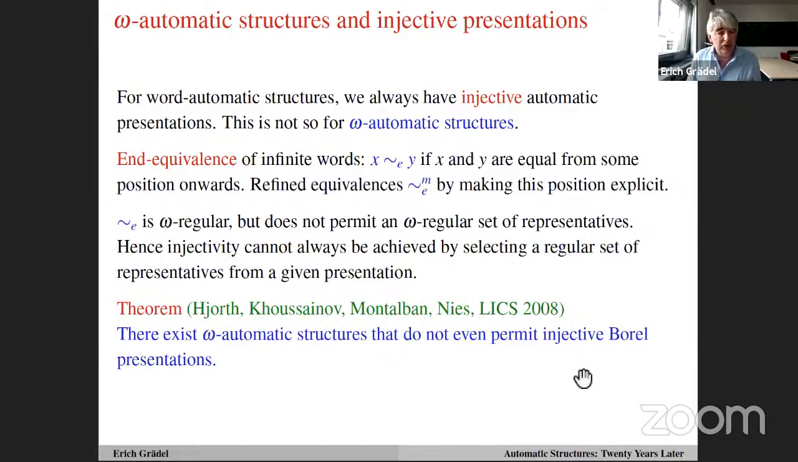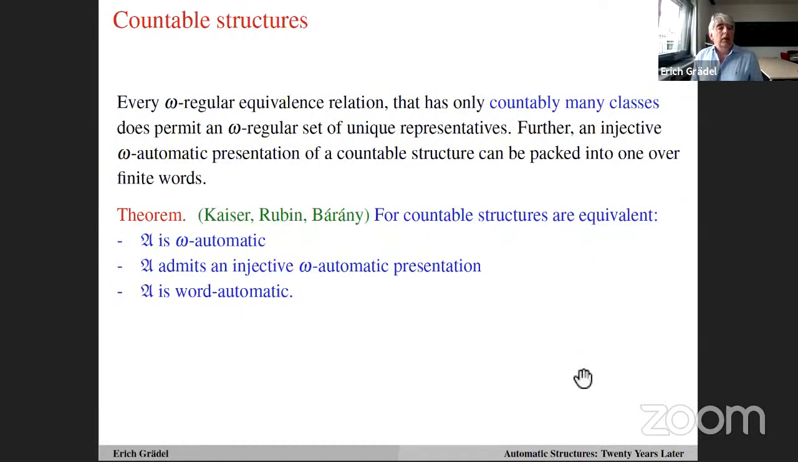Now, obviously, this is an omega regular equivalence relation. However, one can show that it does not permit an omega regular set of unique representatives. So we cannot achieve injectivity by selecting a regular set of representatives from a given presentation. And in fact, in a LICS paper in 2008, Hjorth, Khoussainov, Montalbán, and Nies proved that there exist omega automatic structures that do not even permit injective Borel presentations. And Borel presentation is a much more general notion than automatic presentation. So even if we permit much more power in the way we present such a structure, you cannot present it in an injective way.